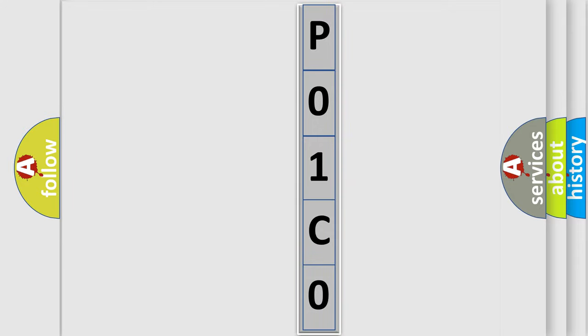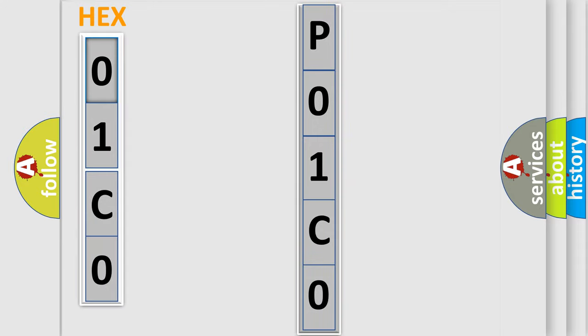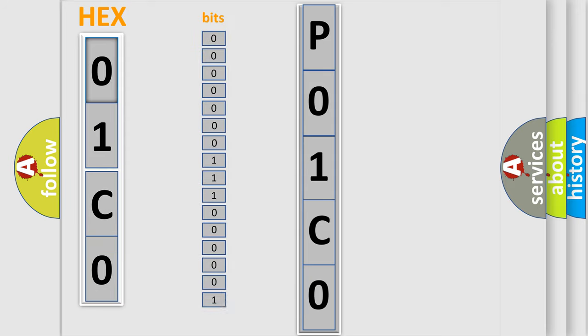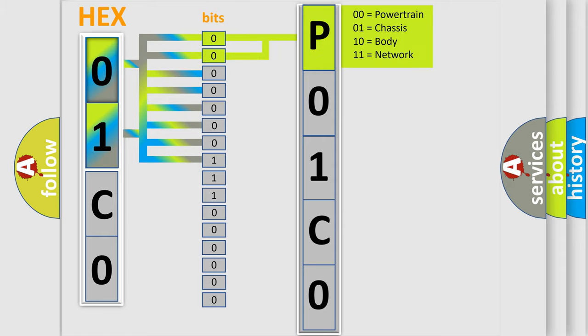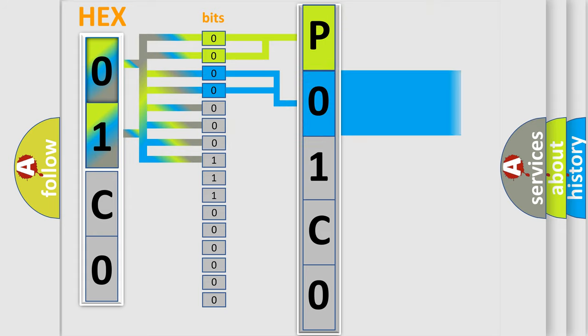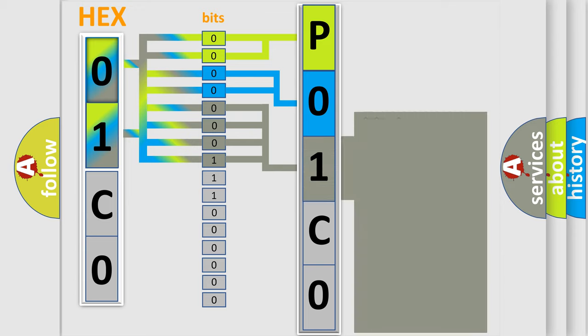You can move the video a bit further. The error code is split into two bytes consisting of 16 bits. One bit is the basic unit that each computer works with. The bit has two logical states: 0, low level, 1, high level. By combining the first two bits, the first character of the error code is expressed. The next two bits again determine the second character. The last bits of the first byte define the third character of the code.